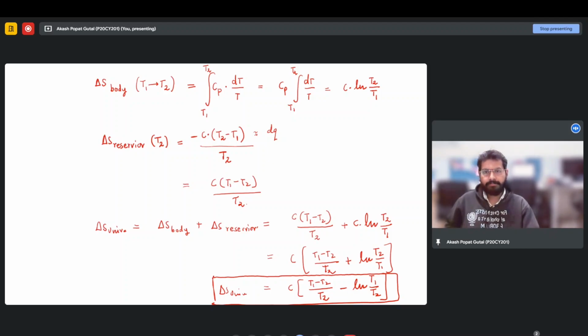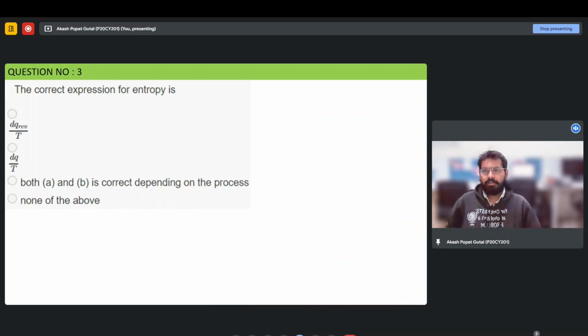Okay. Next question. The correct expression for entropy is, 4 options are given: del Q reversible by T, del Q by T, both A and B are correct depending on the process, none of them. Take 2-3 minutes to understand the question and just answer if possible.